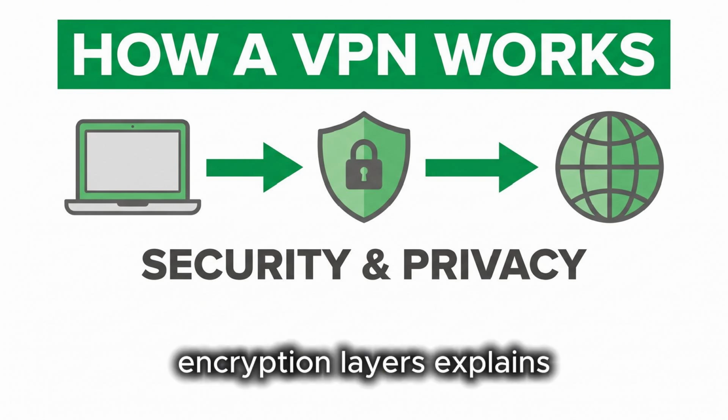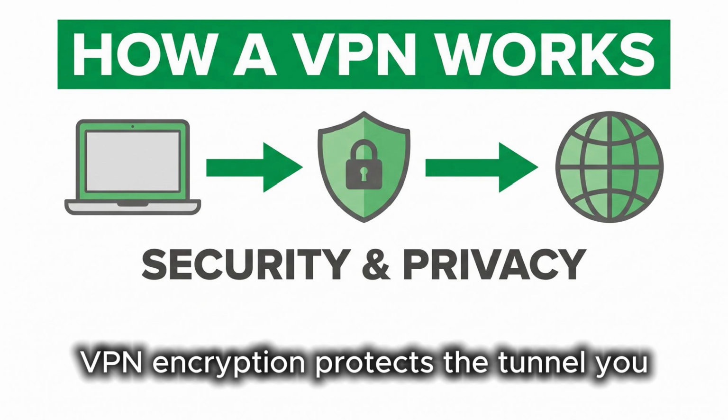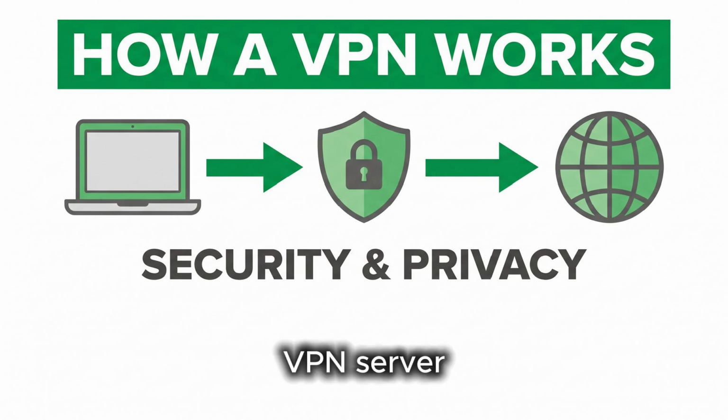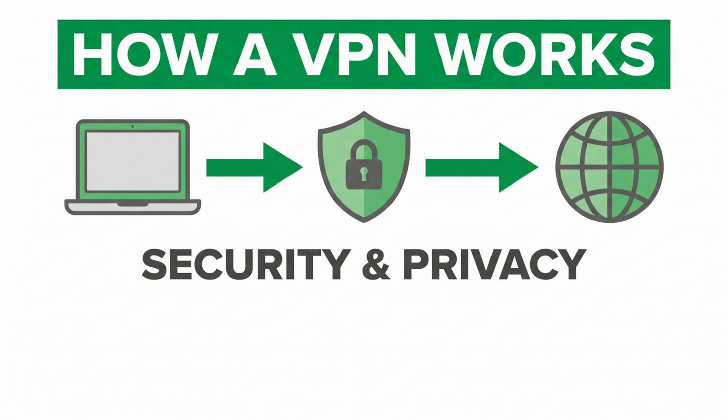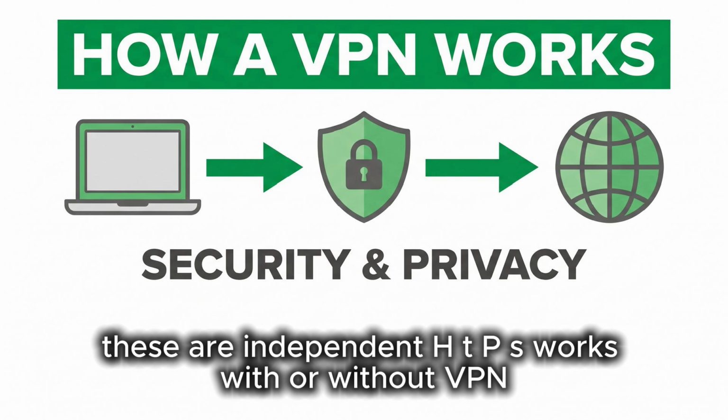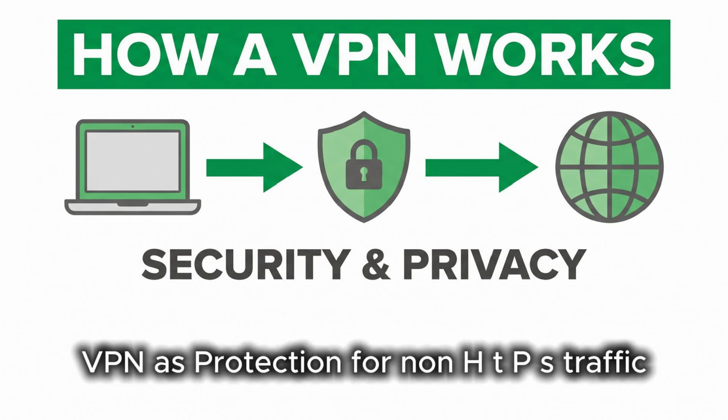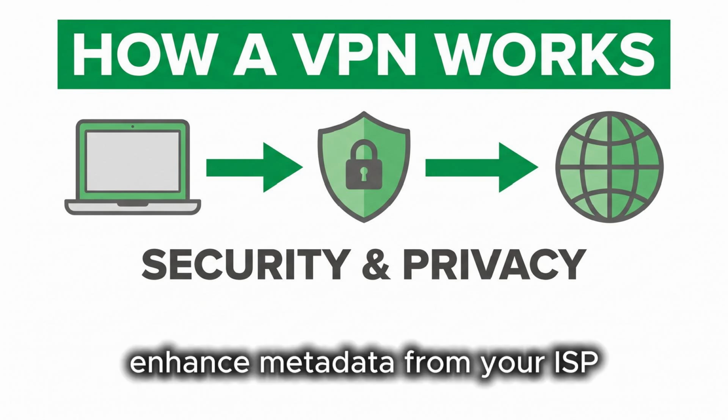Encryption layers explained. VPN encryption protects the tunnel, you to VPN server. HTTPS encryption protects the content, you to website. These are independent. HTTPS works with or without VPN. VPN adds protection for non-HTTPS traffic and hides metadata from your ISP.